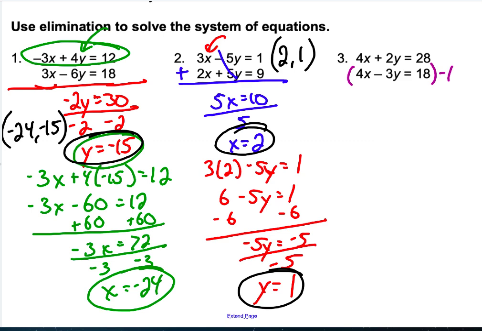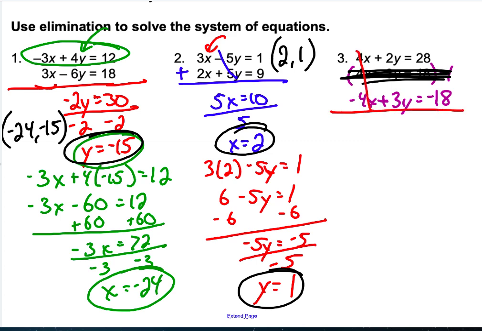So instead of 4x, I'm going to have -4x. Instead of -3y, I'm going to have +3y. And instead of 18, I'm going to have -18. So I basically took that entire line and multiplied it by -1. I found their opposites. Now I can go ahead and add them. 4x and -4x is 0. 2 plus 3 is 5y. 28 and -18 is 10. And I get a y of 2.